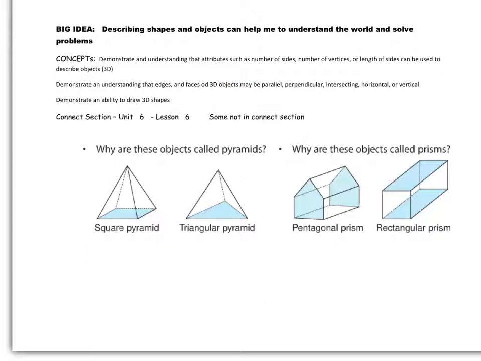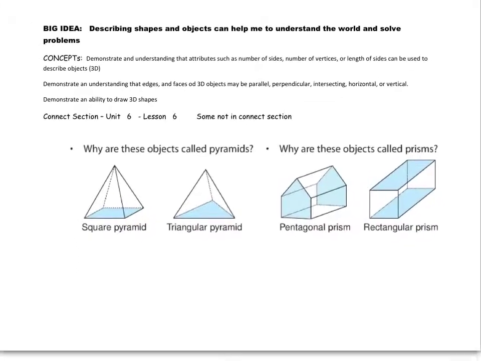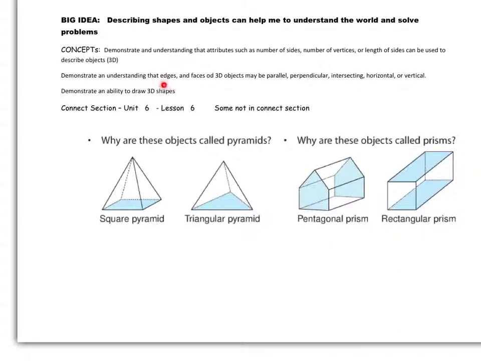So again, parallel, perpendicular, intersecting, horizontal, and vertical lines and edges. In this case, edges, because we are now talking about 3D shapes. So it's no longer a line, it is considered an edge. We will also be talking about the faces and telling whether or not they are parallel, perpendicular, intersecting, horizontal, or vertical. And a face, again, is the flat side of a shape.